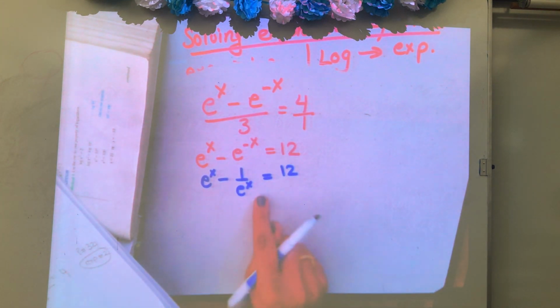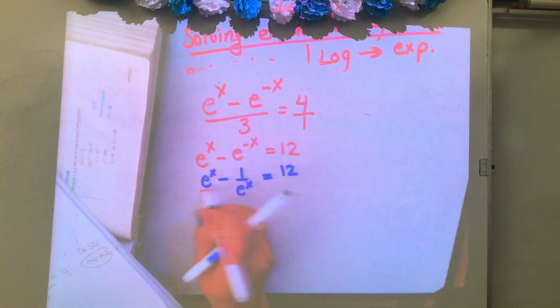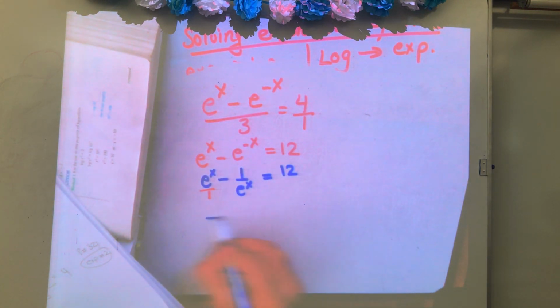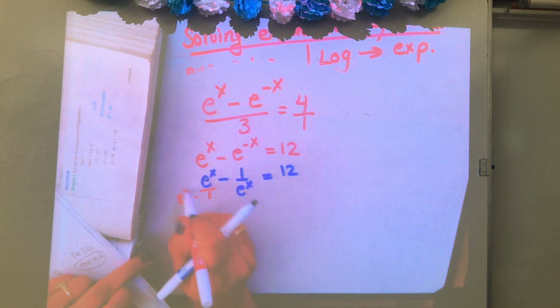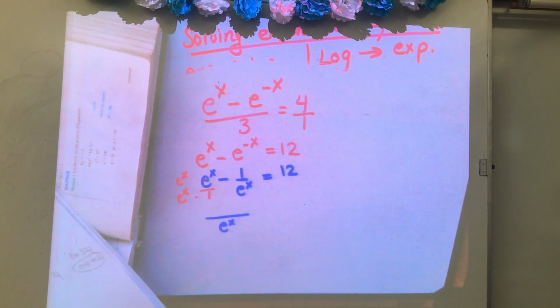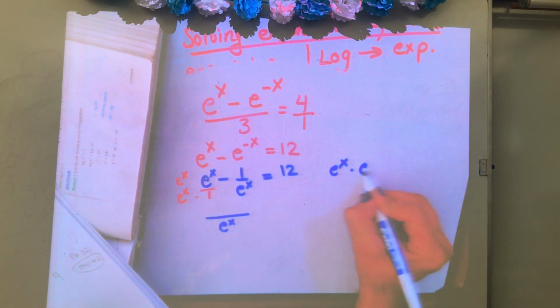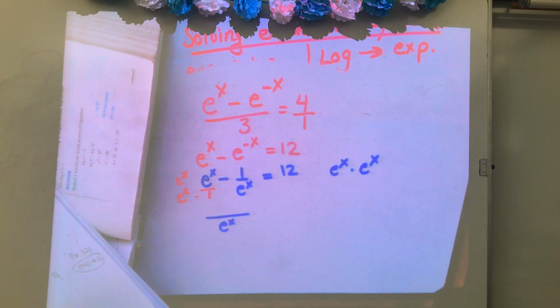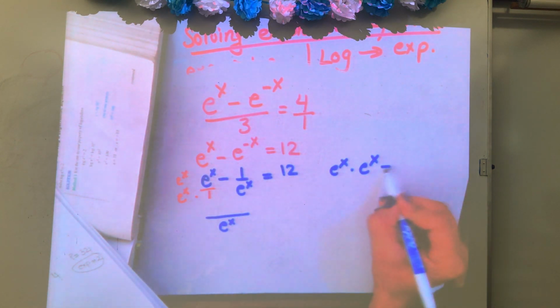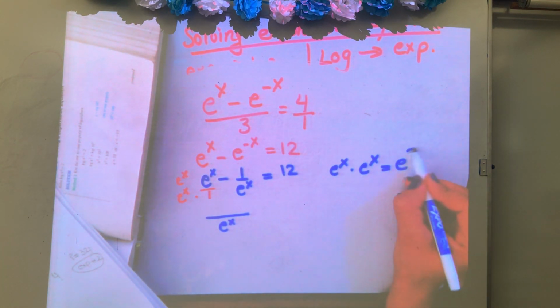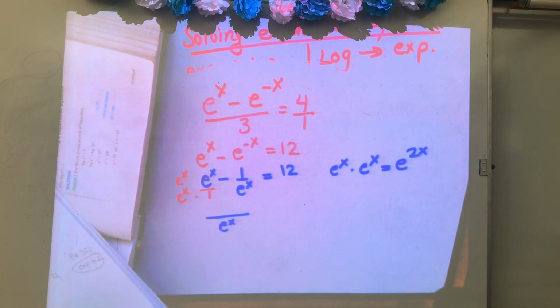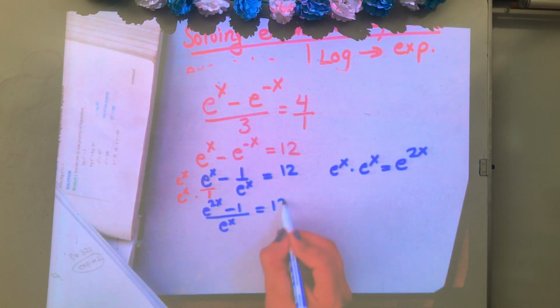Let's combine these fractions by taking the LCD. So let's put this one over 1. LCD is e to the x. Now this one I would multiply by e to the x top and bottom. If I multiply e to the x by another e to the x, we do not multiply the bases. Instead, we just add the exponents. So this becomes e to the 2x. E to the 2x minus 1 over e to the x equals 12.